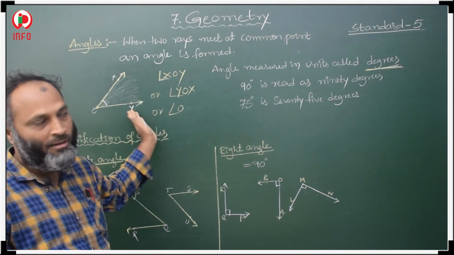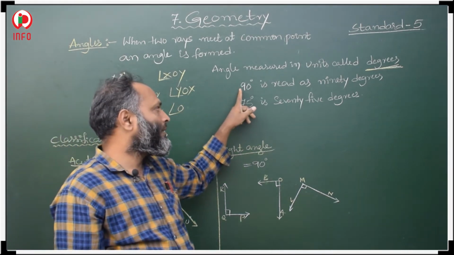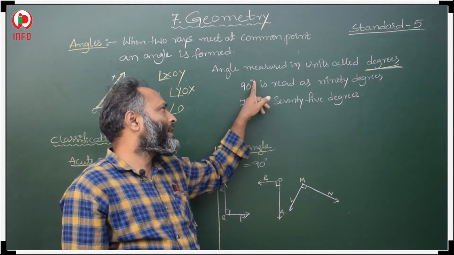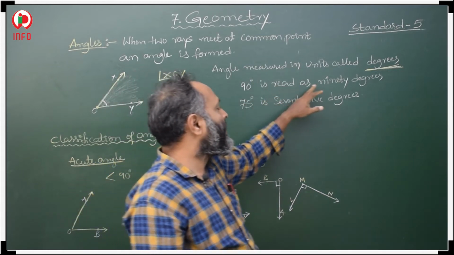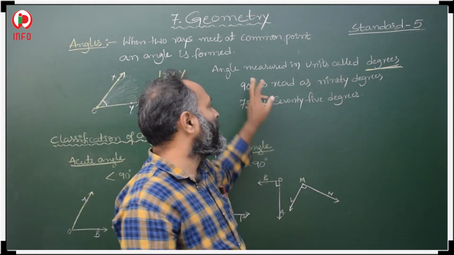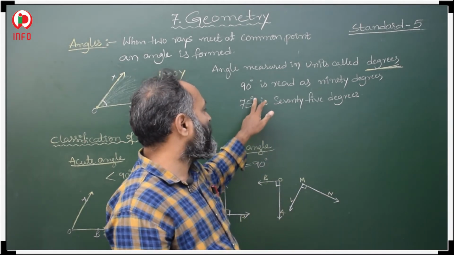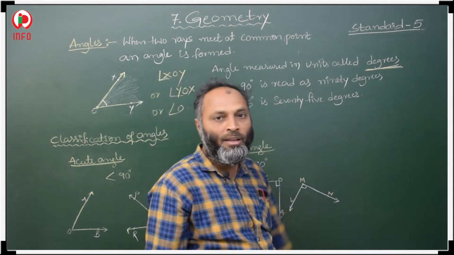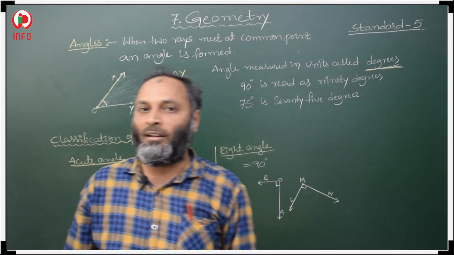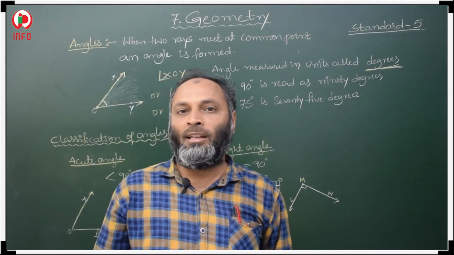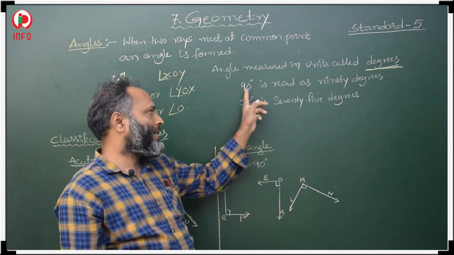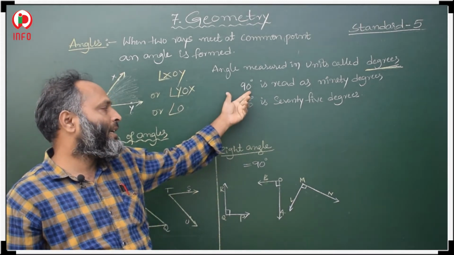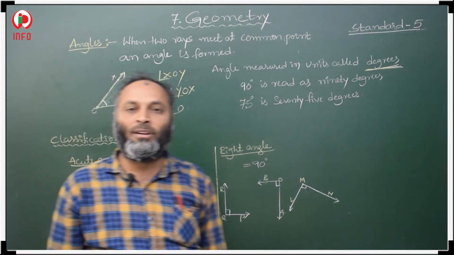So how do we represent the degrees of an angle? Suppose 90, with a small circle at the top: this is 90 degrees. How do we read it? 90 degrees. If it is 75 with a small circle, we read it as 75 degrees. This is the representation of angle measure. Angles are measured in degrees, written with a small circle: 90 degrees, 75 degrees.